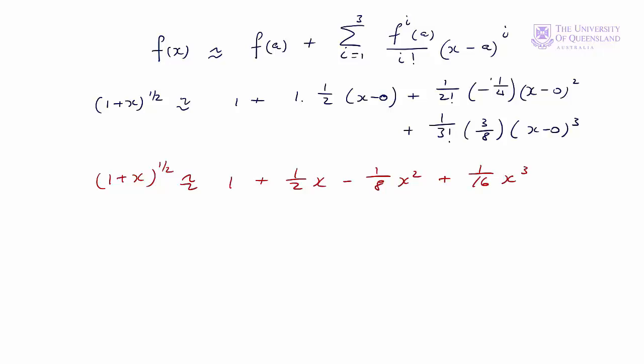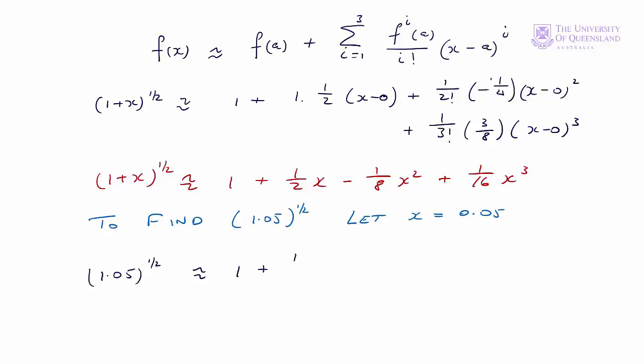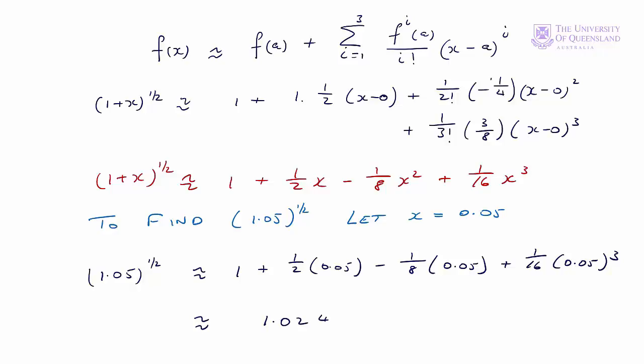We want to find the square root of 1.05. To do that, we let x equal 0.05. The square root of 1.05 is approximately equal to 1 plus 1/2 times 0.05, minus 1/8 times 0.05 squared, plus 1/16 times 0.05 cubed. And so our approximate value is 1.0246953.